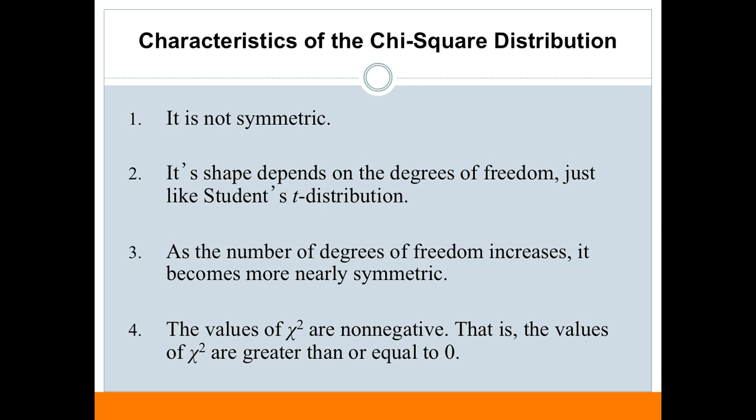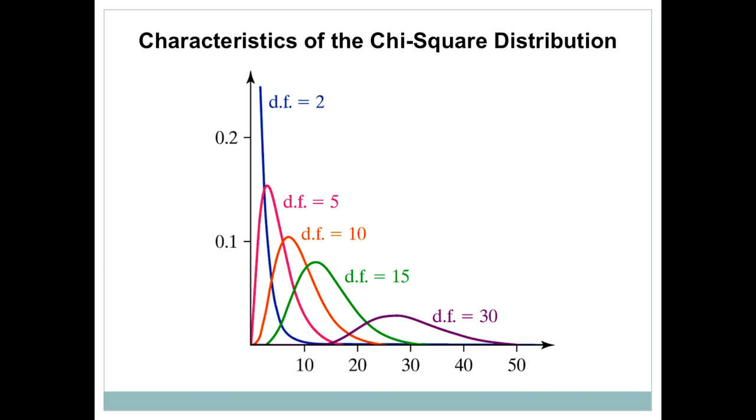And it's also important to note that the values of chi-squared are non-negative, meaning that they're greater than or equal to 0. So if you take a look at this graphic, you can see that clearly the chi-squared distribution depends on the degrees of freedom, and that as the degrees of freedom increases, it becomes more and more symmetric.